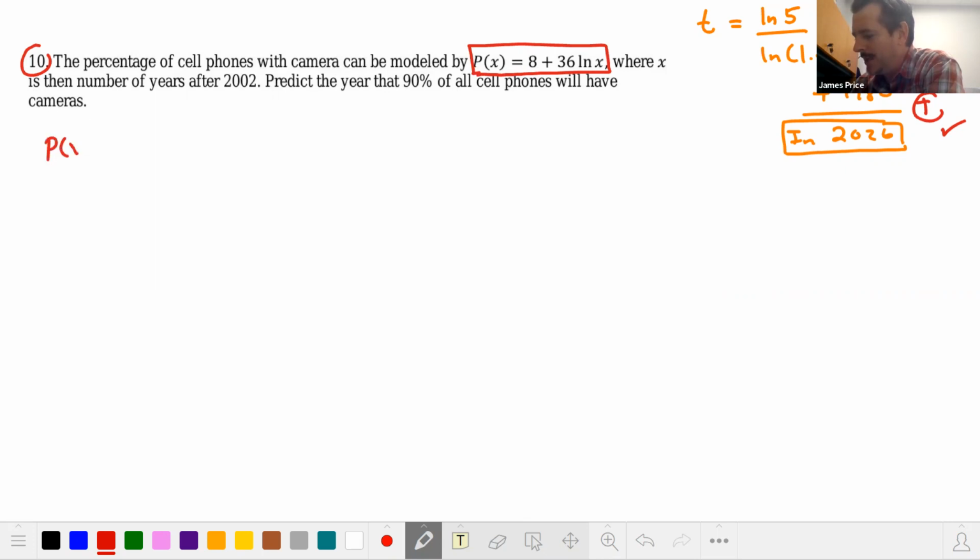So let's just copy it down. P of x equals 8 plus 36 ln of x, where x is the number of years. After 2002, we want to predict the year that 90% of all cell phones will have cameras.